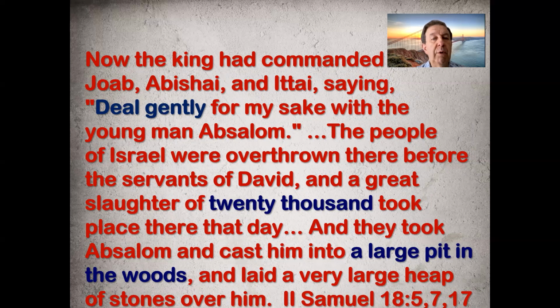And so the people of Israel were overthrown there before the servants of David, that is, those who came from the other side of the river with Absalom as his army. And a great slaughter of 20,000 took place there that day. The battle took place in those woods that we looked at earlier, the forest of Ephraim, we saw on the map. And we noticed that David's forces were very victorious, killing 20,000 of those who were on Absalom's side and trying to take his life and overthrow him as king.